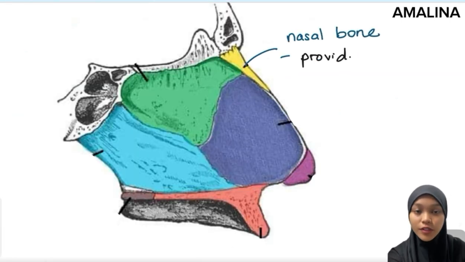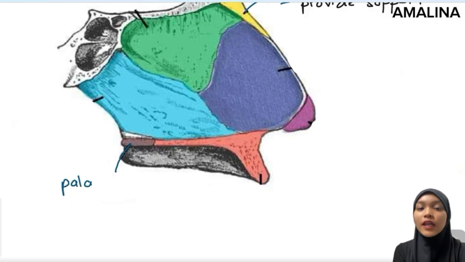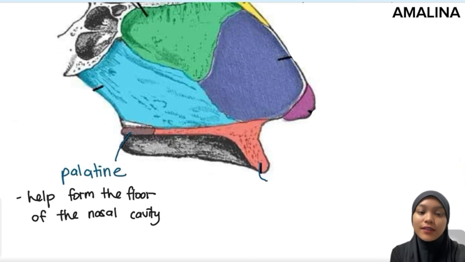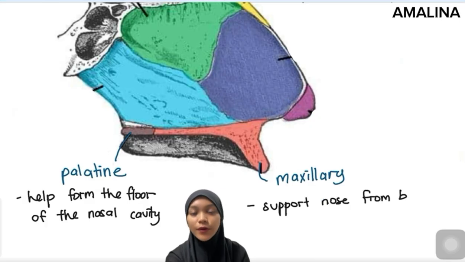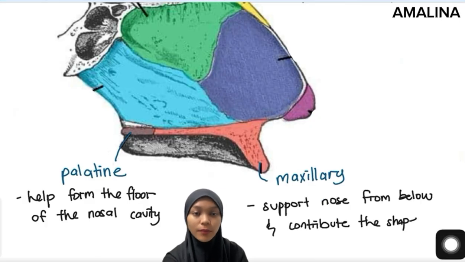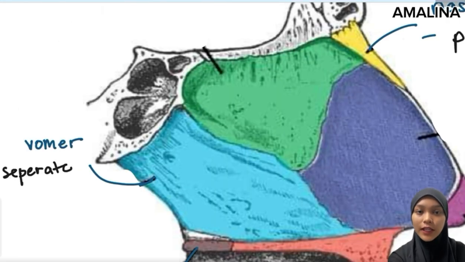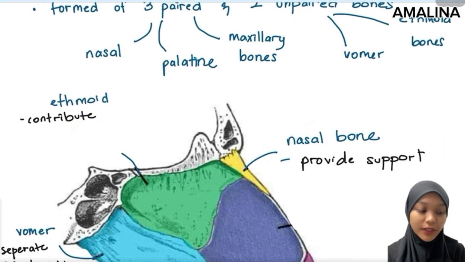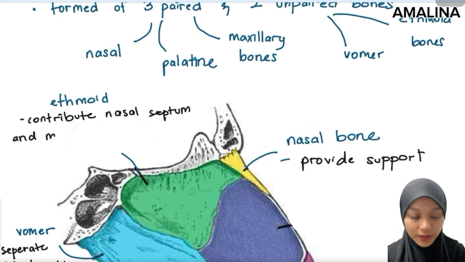Nasal bones form the bridge of the nose and provide support. Next is the palatine bone, which helps form the floor of the nasal cavity. Next are the maxillary bones, which support the nose from below and contribute to the shape of the face. And then the vomer, which helps separate the left and right sides of the nasal cavity. And lastly, the ethmoid bone, which contributes to the nasal septum and the medial wall.